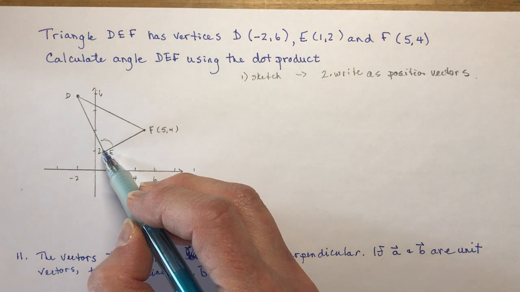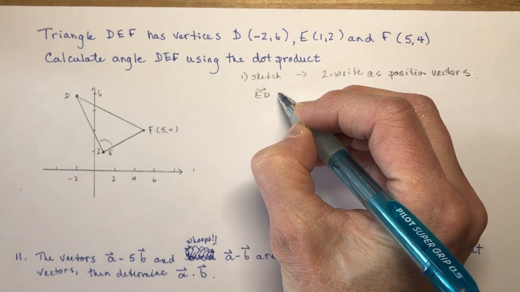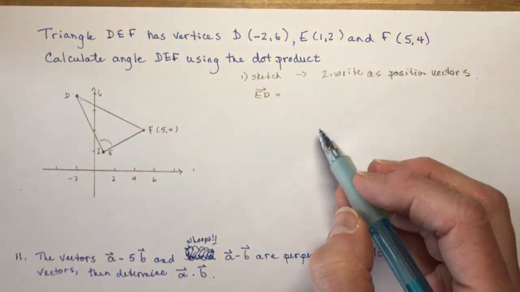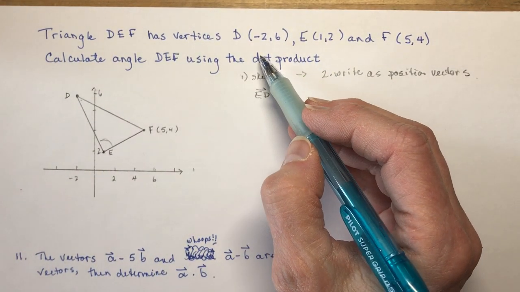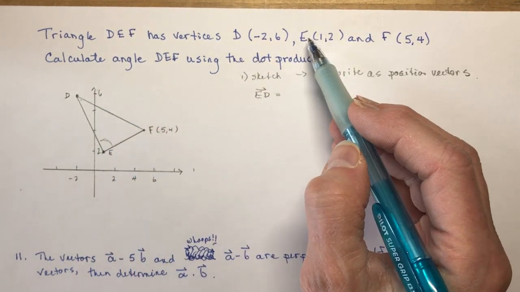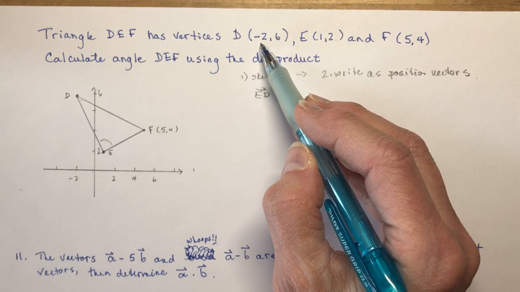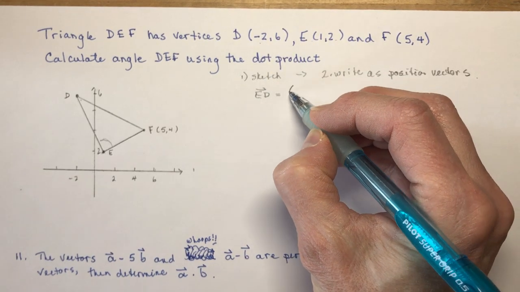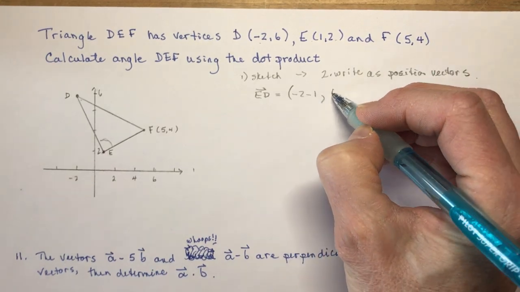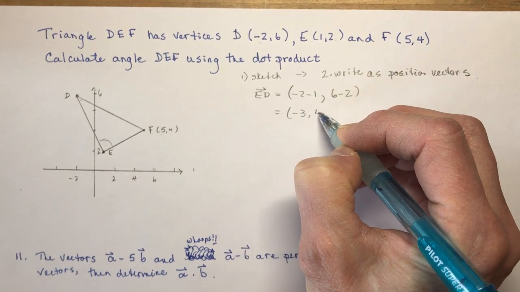So I want to know what ED is. Remember, vector ED is going to be D minus E. So D minus E: minus 2 minus 1 is my x-coordinate, and 6 minus 2 is my y-coordinate. So that's (-3, 4).